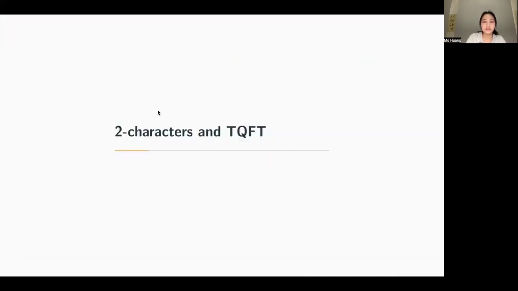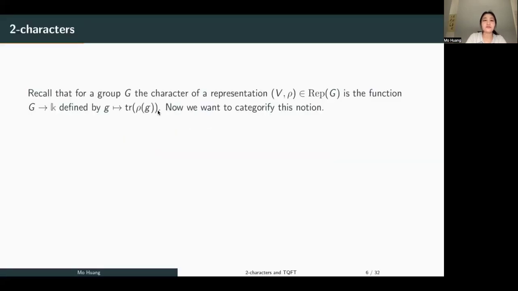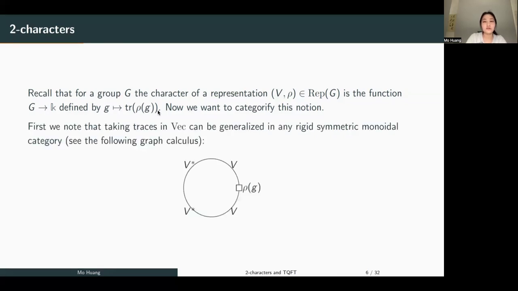Okay, based on the definition of two representations, now we want to talk about two characters on it and the intuition from TQFT. Recall that for a group G, the character of a representation V, rho in Rep G, is a function from G to K defined by taking the trace of rho G. Now we want to categorify this notion. First, we know that taking traces in Vec can be generalized in any rigid symmetric monoidal category, and we can see the following graph calculus.